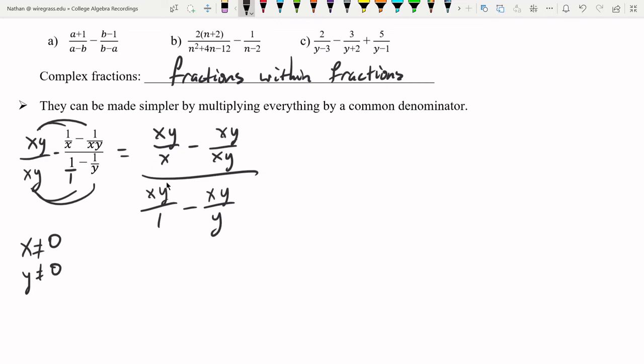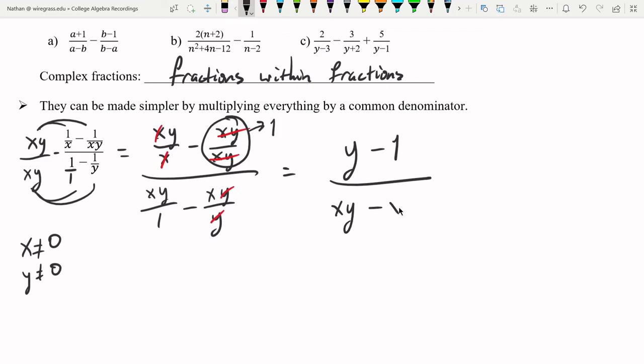So now we can simplify this statement down. I can cancel out an x, an xy, and a y. Once again, make sure this thing just becomes 1. It does not go away, it becomes 1 instead. So we have y minus 1 on top. On bottom, we have xy minus x. I can factor the denominator by taking out an x. And before I cancel, I can cancel a y minus 1 on top and bottom.